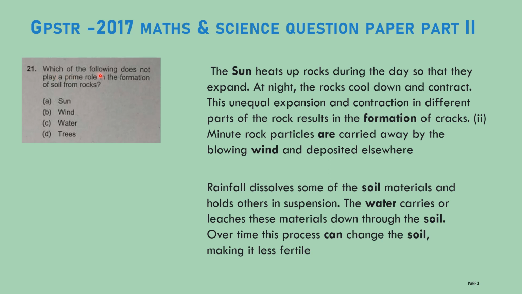Next question: which of the following does not play a primary role in the formation of soil from rocks? Option A, sun. Option B, wind. Option C, water. Option D, trees. Among these, which one is not involved in the formation of soil from rocks? Primarily, initially, which one will not be involved? That is the question. Let us see one by one in detail.